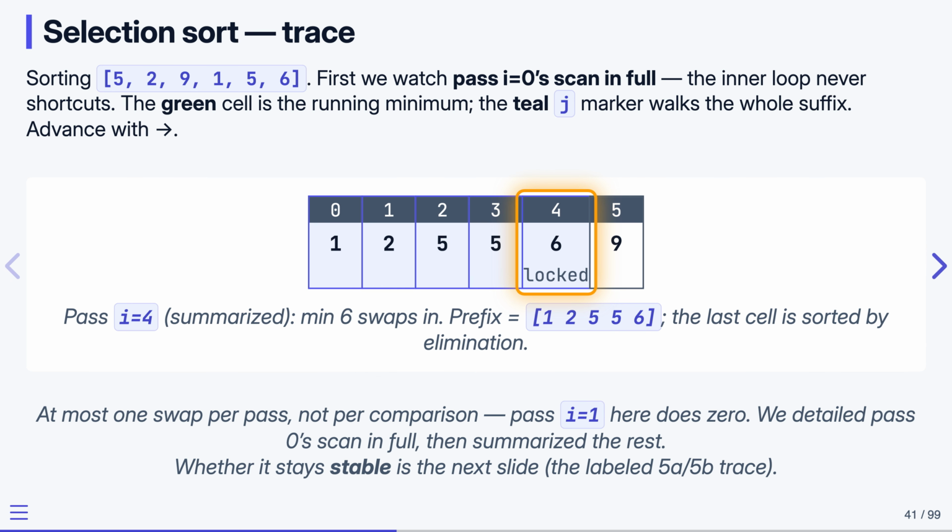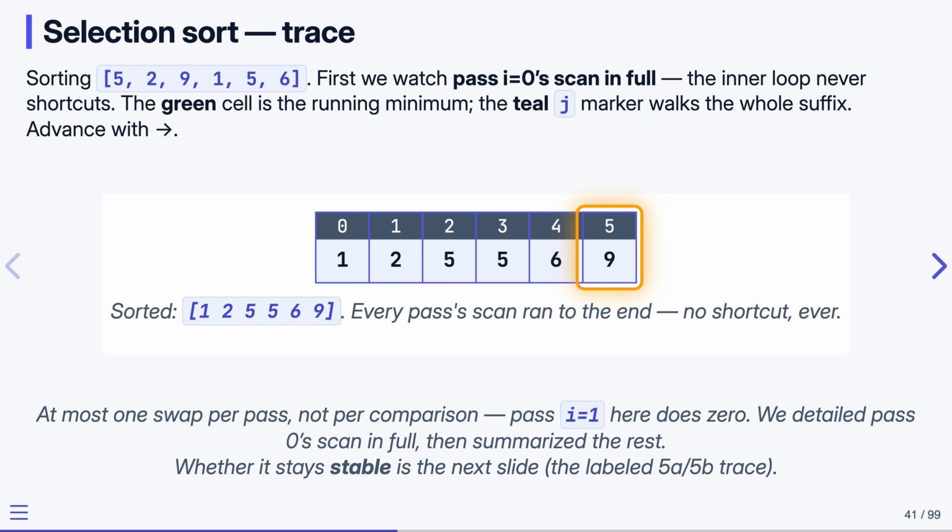Pass 4. The smallest of the rest is 6. It swaps in and locks. The last cell is sorted by elimination. The sorted prefix is 1, 2, 5, 5, 6. Done. The whole array is indigo and sorted: 1, 2, 5, 5, 6, 9. At most one swap per pass, and some passes do 0.